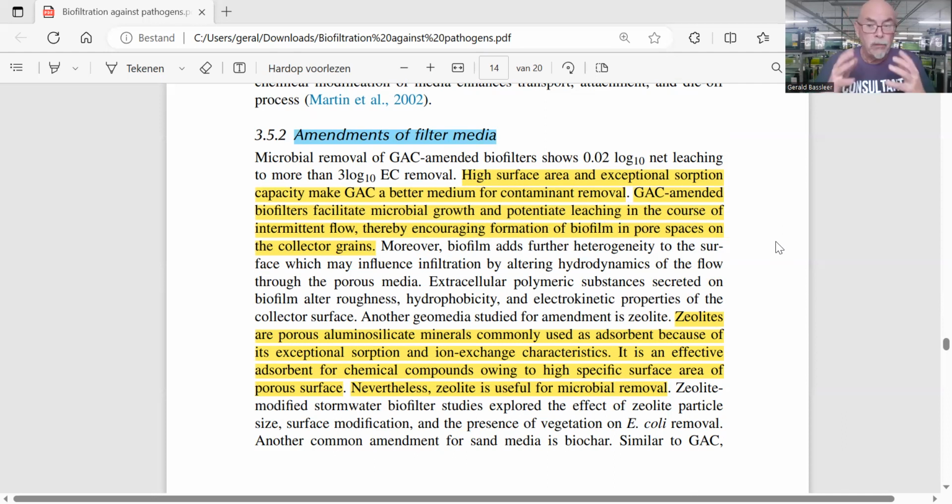Also, the activated carbon. Think about it. When you replace it, you take it out, you've taken out a part of your biofilter. Think about the activated carbon as a part of a beneficial product. I don't always recommend it as a permanent one, but if you replace your activated carbon, put in a sponge or another medium, which is a good filter media where the biofilm can regrow. Therefore, the formation of the biofilm in the porous spaces on the collector grains is very helpful.